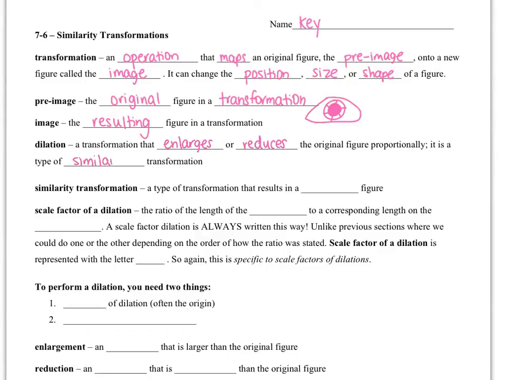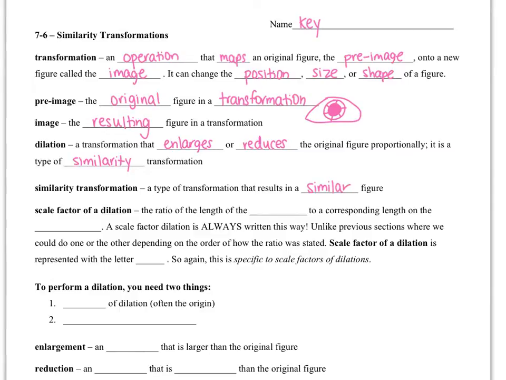Again, we didn't actually do congruence transformations, but congruence transformations is just like taking a figure and rotating it, or flipping it over the y-axis, or moving it around. So it doesn't change its size or shape. It's just changing its position or orientation. All right, so a similarity transformation is a transformation that results in a similar figure, so like dilation.